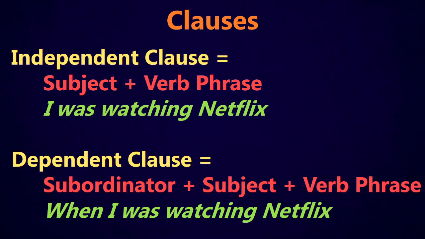For example, when I was watching Netflix. If I was to say, when I was watching Netflix, this word here, when, is the subordinator. Because I put this word in here, it's basically the same as the one above, right? I was watching Netflix, I was watching Netflix. But by adding this word to it, I need more information in order for it to be a complete sentence. Because if I just said, when I was watching Netflix, that is not a complete sentence. Your brain, or the English speaker's brain, is waiting for more information.